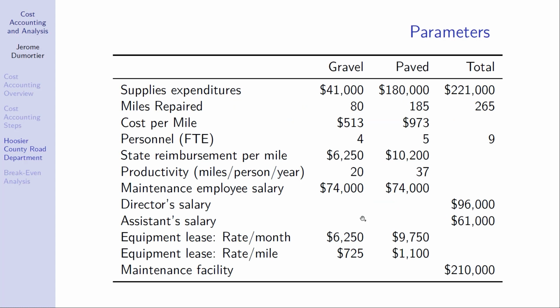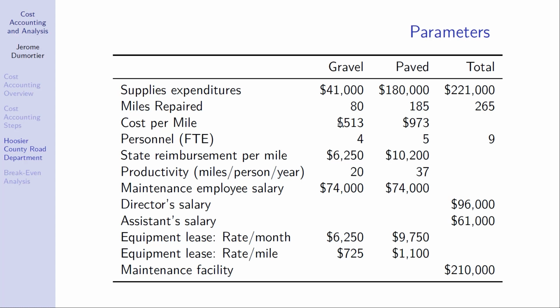Now here you have the parameters associated with the two mission centers, gravel and paved roads. Again, we are repairing 80 miles of gravel road and 185 miles of paved road, and the supply expenditures associated with those two mission centers are $41,000 for gravel and $180,000 for paved road.